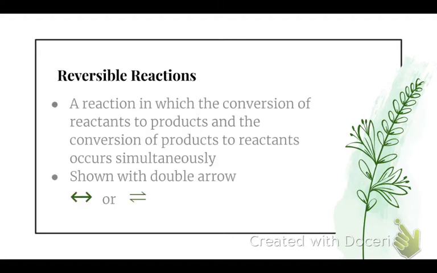So reversible reactions we show with a double arrow. You can see I have the two ways that you might see it. You can use either of those ways to draw out your reactions. Either way is correct. But basically a reversible reaction is we have reactants forming products, and at the same time we have a conversion of products forming reactants. So that's what a reversible reaction is.